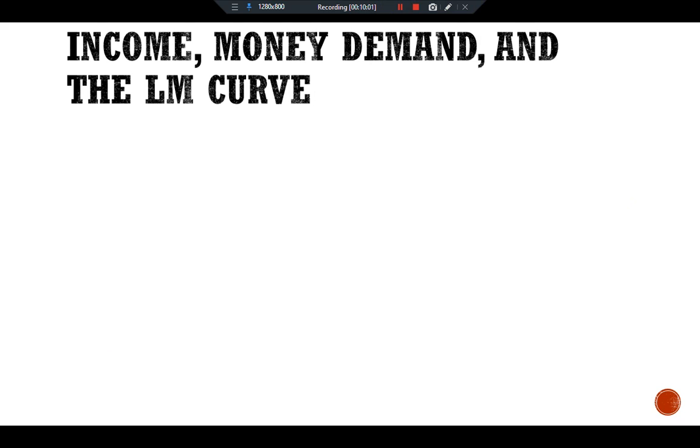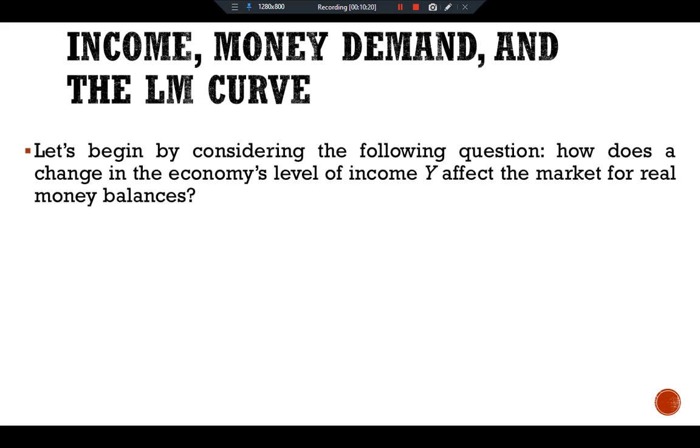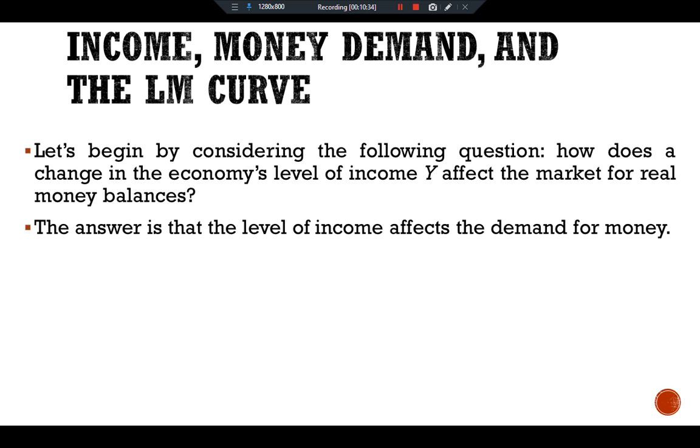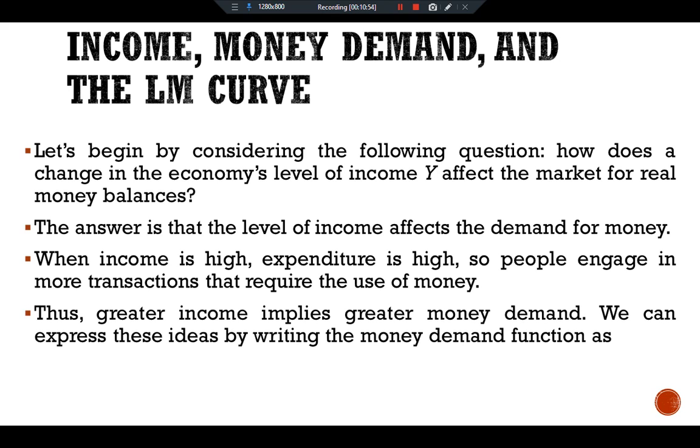Having developed the theory of liquidity preference as an explanation for how the interest rate is determined in the economy, we can now use it to derive the LM curve. Let's begin by considering the following question: how does a change in the economy's level of income affect the market for real money balances? The answer is that the level of income affects the demand for money. When income is high, expenditure is high, so people engage in more transactions that require the use of money. Thus, a greater income implies greater money demand.